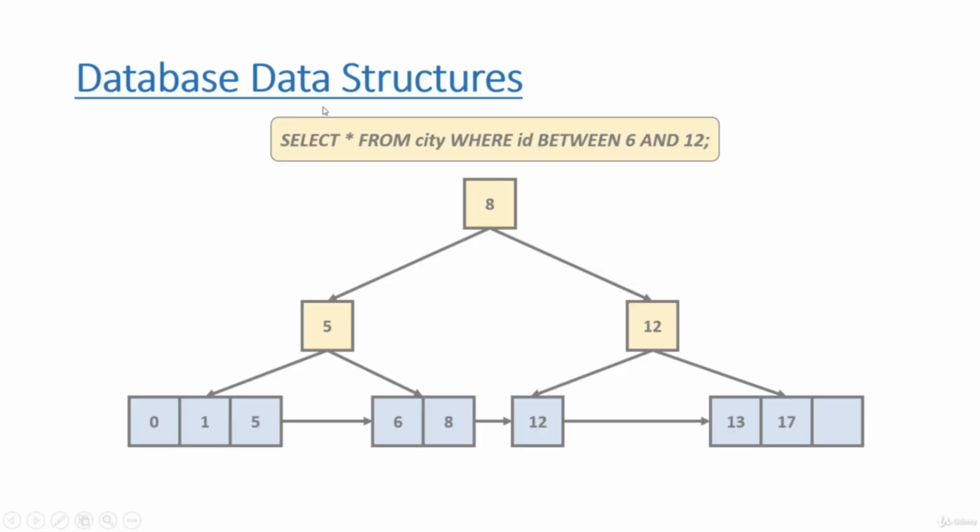What if we would like to select every column from a city database table where the ID is between 6 and 12? It is going to be quite efficient and quite a fast operation when dealing with B+ trees. First, we have to look for the ID 6. So 6 is smaller than 8, we go to the left. 6 is greater than 5, so we go to the right. And then we have to consider all the items until we hit the value 12. So 6, 8, and we have 12. So these are the primary keys that form the result of this SQL query.